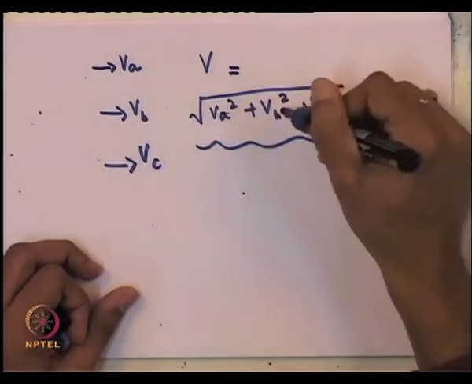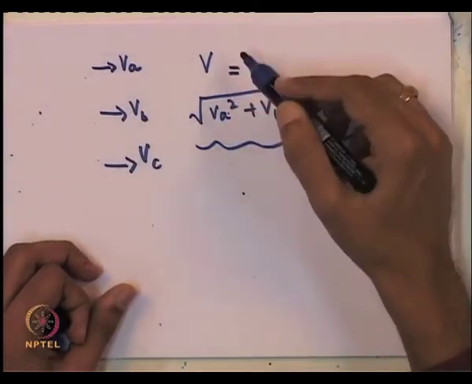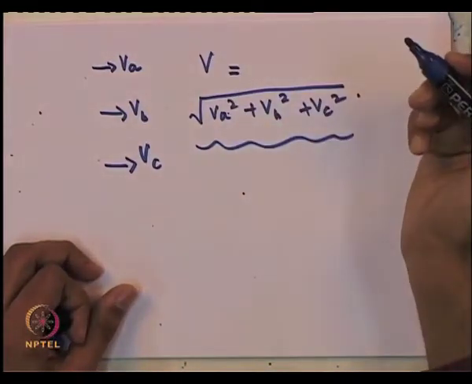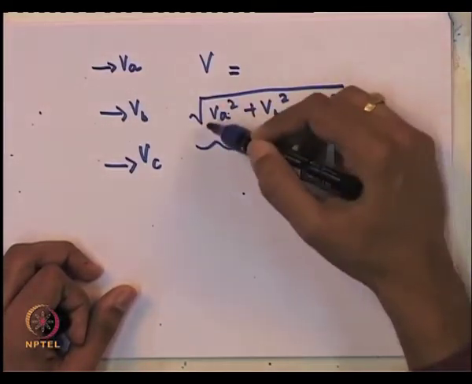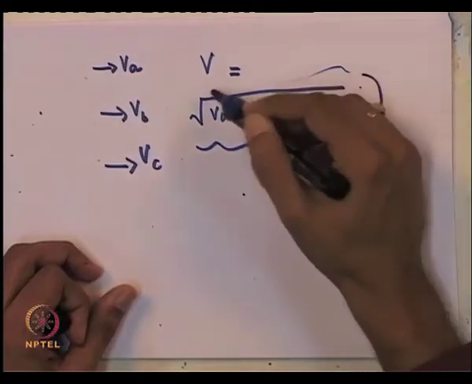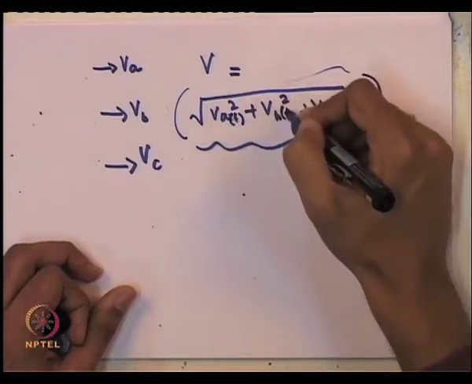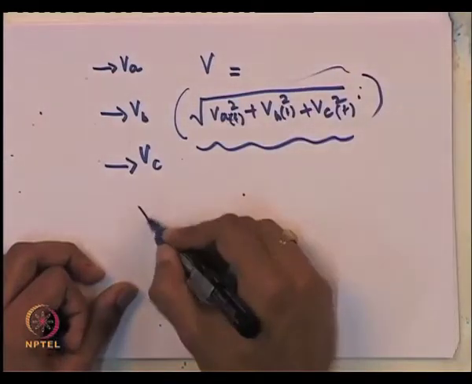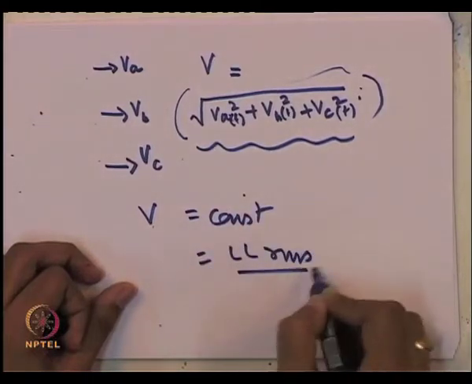Remember that if VA, VB and VC are balanced sinusoids, I leave it to you to prove that V will be a constant and equal to the line to line RMS magnitude. So, if we take VAN, VBN and VCN and evaluate this instant by instant, so this is an instantaneous value, if VA, VB, VC are pure, balanced sinusoids, you can show that V is a constant and equal to the line RMS voltage under these circumstances.